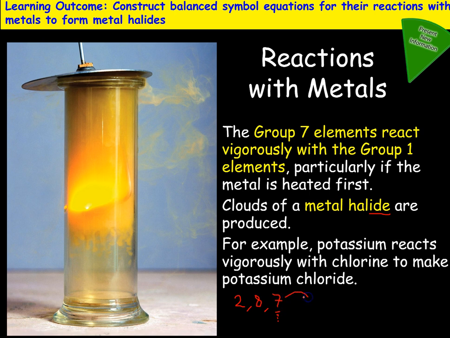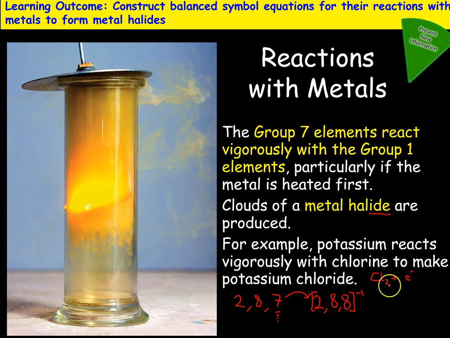So what it wants to do is turn into 2,8,8. And by doing that, it becomes negative. It has a -1 charge. So all of the halogens, when they react, they gain an electron. And oxidation is loss and reduction is gain, so they're always reduced. So for example, chlorine, when it reacts, is going to gain an electron.